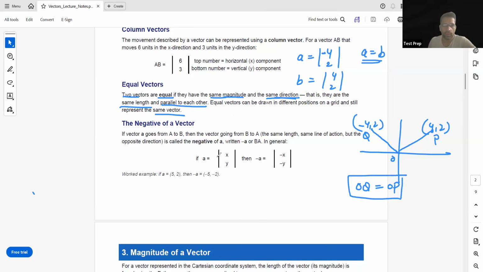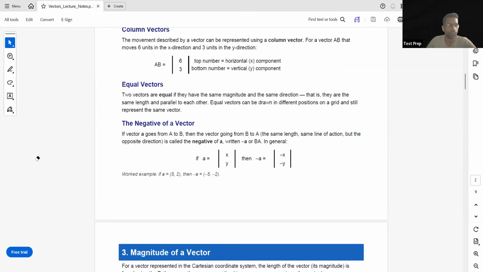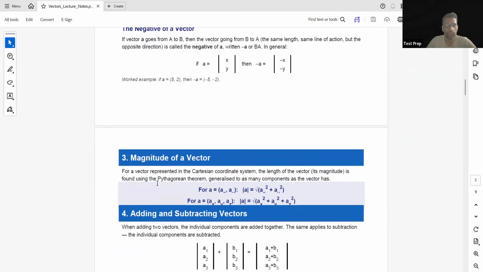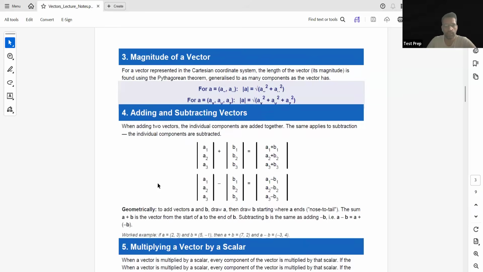Negative of a vector. If the vector A is given as x and y, and you multiply by a negative number, it becomes both negative. Just like A is 5 and 2. When I multiply minus 1 into A, it becomes minus 5, minus 2. Now these are very common terms.